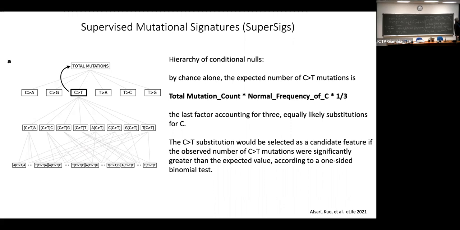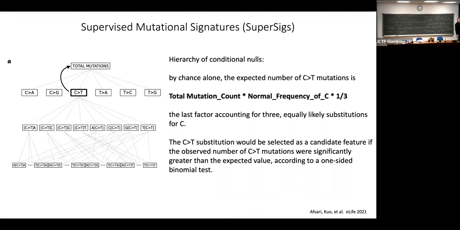And so I have 6 mutation types. If, say, they were equally probable, I would expect to have what? 25 in each bucket, in each of these types, right? So I would take the total number of mutations. I would look at the normal frequency, for example, for the C. Say Cs are 1/2 of all the mutations, under pure chance. So the normal frequency of C would be 1/2.